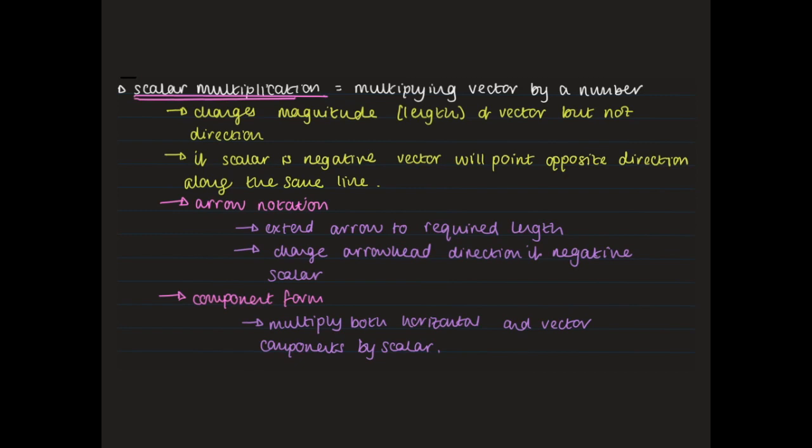If we have the vectors written in arrow notation, we just extend the arrow to the required length and change the arrowhead direction if it's a negative scalar. In component form, we multiply both the horizontal and vertical components by the scalar.